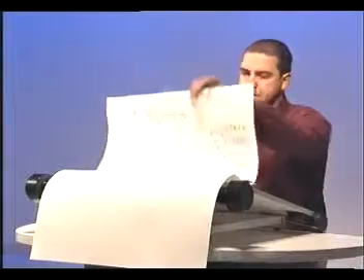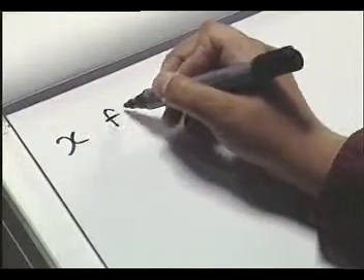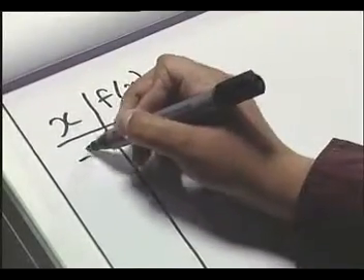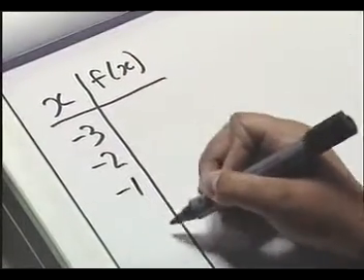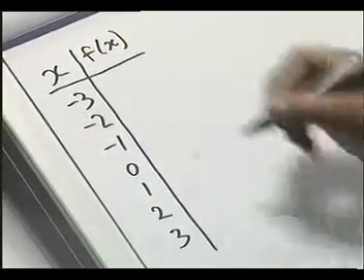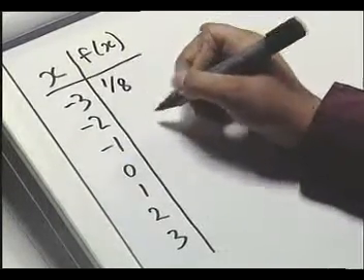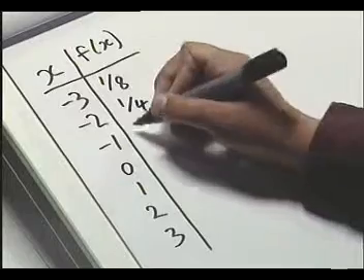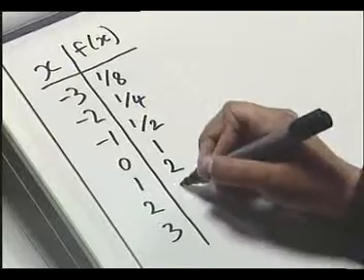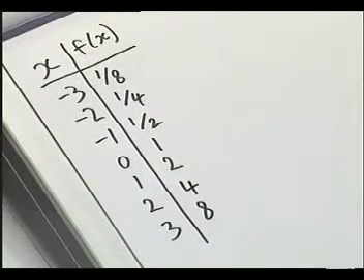I'm going to take these results now and put them into a table, and we can use that table to help us plot a graph of the function. So our table of values of x and f of x, and we just come from minus 3, minus 2, minus 1, 0, 1, 2, and 3. And the values we had were 1/8, 1/4, 1/2, 1, 2, 4, and 8.